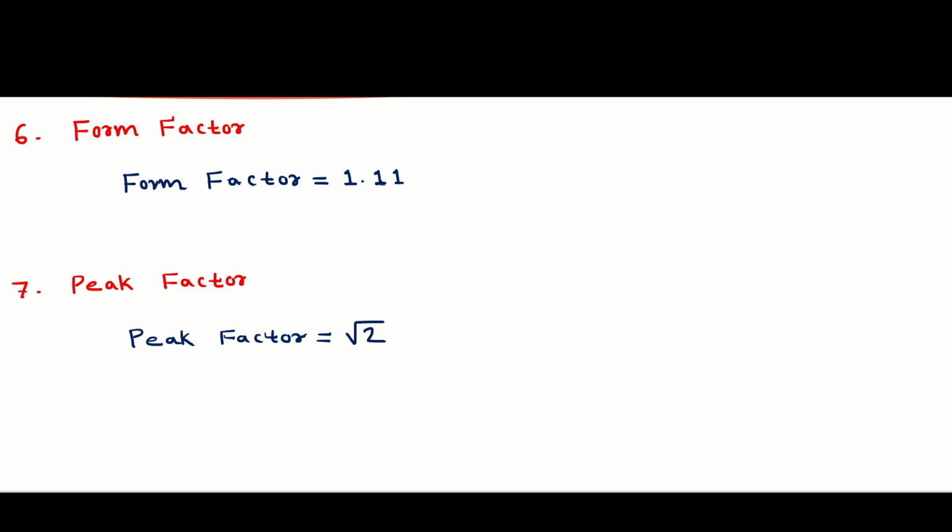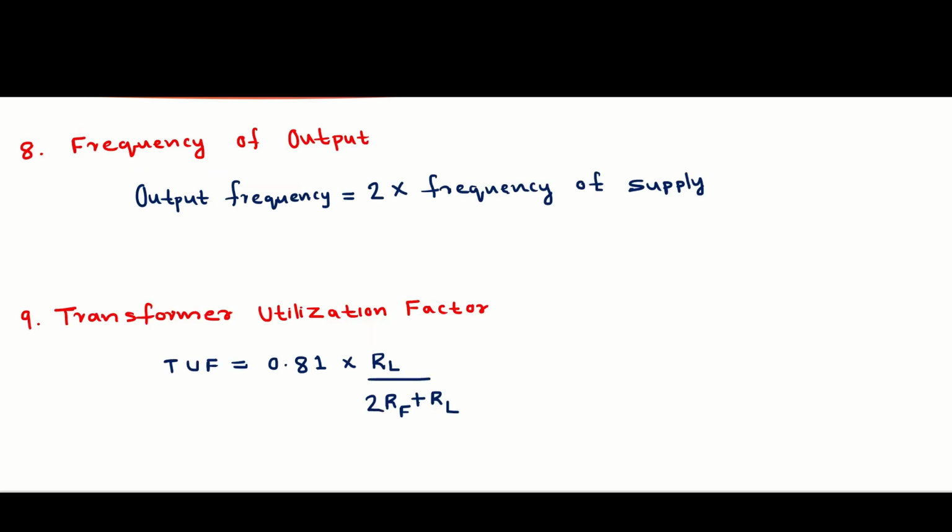And the next parameter is form factor, which is equal to 1.11, and the peak factor is equal to root 2. And the next parameter is frequency of output, which is same as that of center tapped full wave rectifier. The output frequency is equal to 2 times frequency of supply. And the next parameter is transformer utilization factor, which is equal to 0.81 into RL divided by 2RF plus RL.